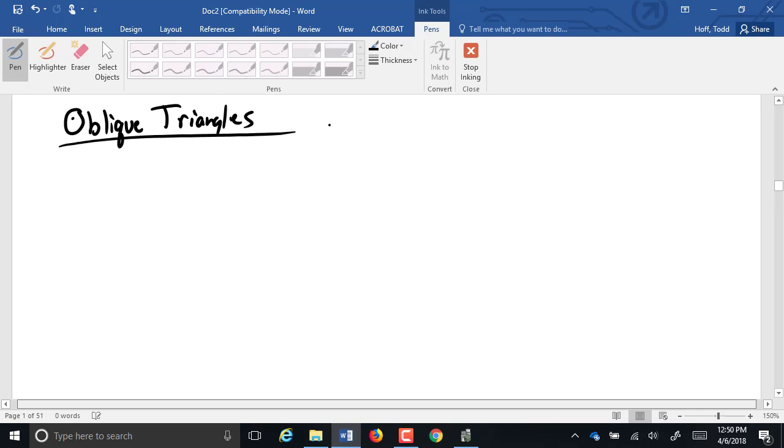So as promised, today we're going to talk about oblique triangles. Oblique triangles are triangles that don't have right angles in them. So dealing with oblique triangles, we need to look at a couple of basic rules for triangles.